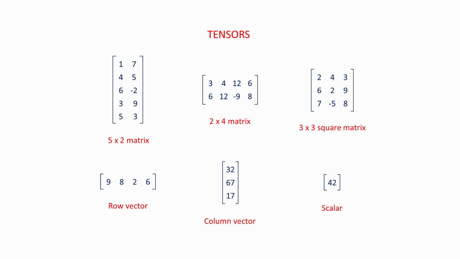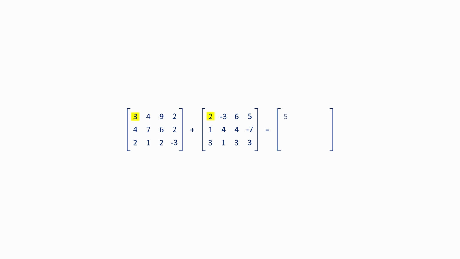So let's take a look at some simple operations that we can perform with matrices, starting with matrix addition. Well, this operation is rather simple. As long as the two matrices have the same number of rows and the same number of columns, you can add them together. It's just a matter of adding together corresponding values to generate a new matrix of the same size.